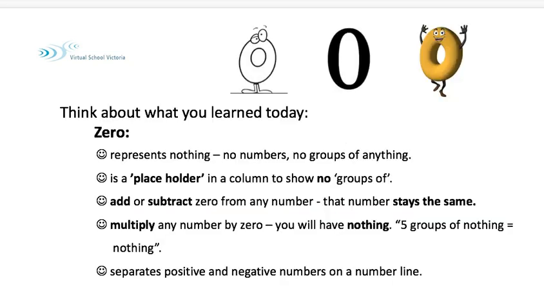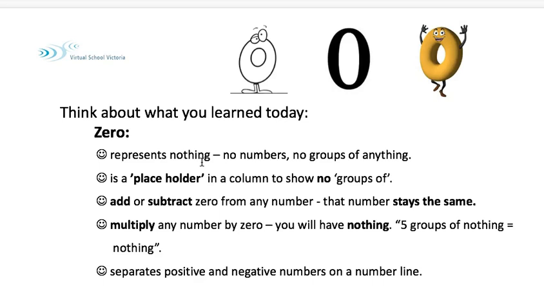Now, let's have a look what you need to know about 0. 0 represents no numbers, no groups. It is a very good placeholder to give the numbers their correct value. We know the difference between 3, 30, 300, 3,000, 30,000, right up to 30 million because of the 0.